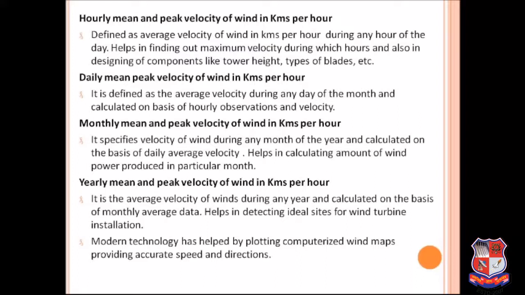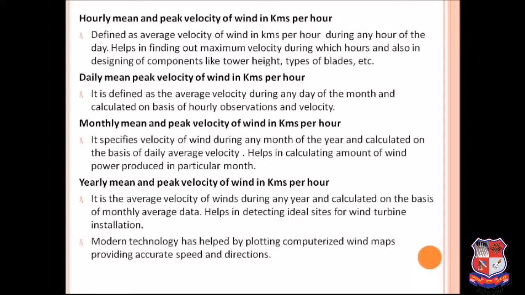Daily mean velocity of wind in kilometers per hour. It is defined as the average velocity of wind in kilometers per hour during any day of the month. It is calculated on the basis of hourly observations and velocity. The next comes the monthly mean velocity of wind in kilometers per hour. It specifies the velocity of wind during any month of the year and is calculated on the basis of daily average velocity. It helps in calculating the amount of wind power produced in a particular month.